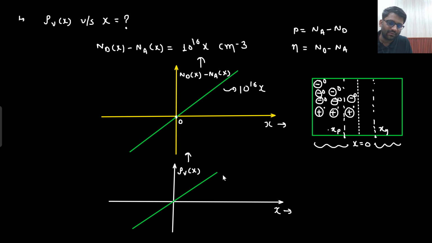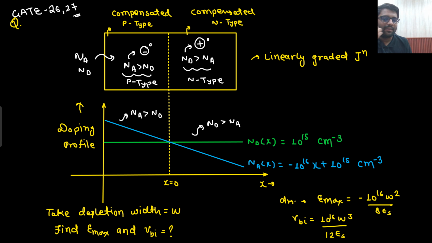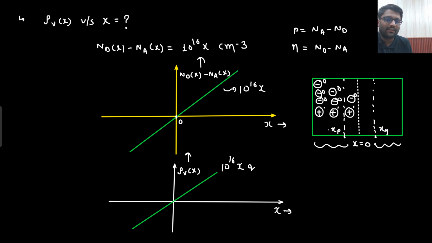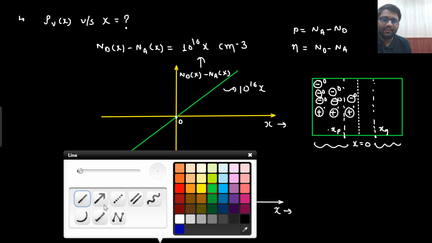Right? So this particular thing would be 10 to the power 16x multiplied with q. Now what is my matter of concern? If you see here, the matter of concern is from minus xp to 0, and from 0 to xn. That means my matter of concern would be between minus xp to plus xn. Only this much would be of concern.